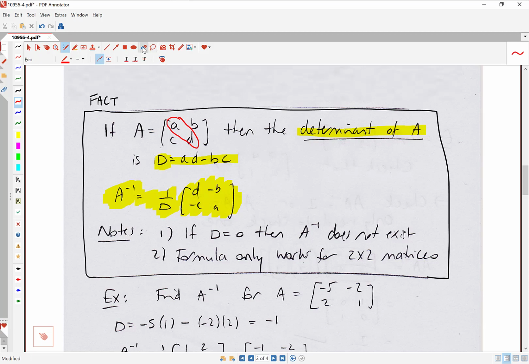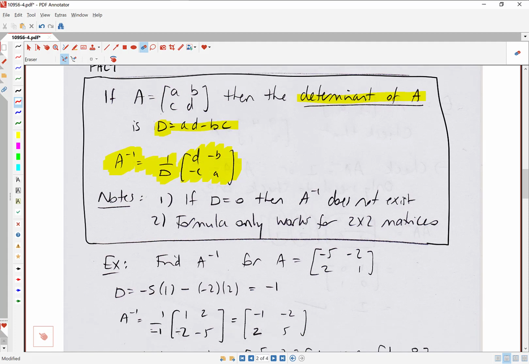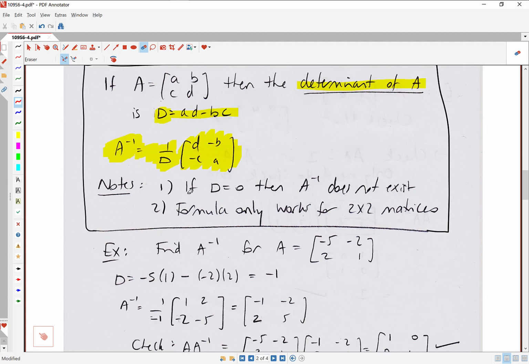So we'll do some practice with that formula in a minute. A couple of comments about this. If the determinant is equal to 0, then A inverse does not exist. So that tells us exactly when our matrix will not have an inverse.